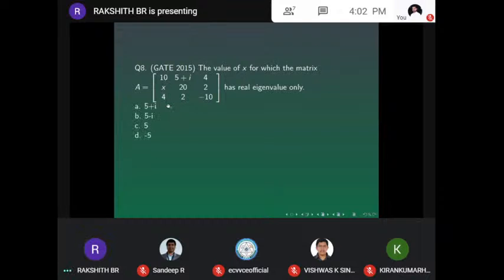So the options are as follows. A is 5 plus i, B is 5 minus i, C is 5, D is minus 5. These are the other options.